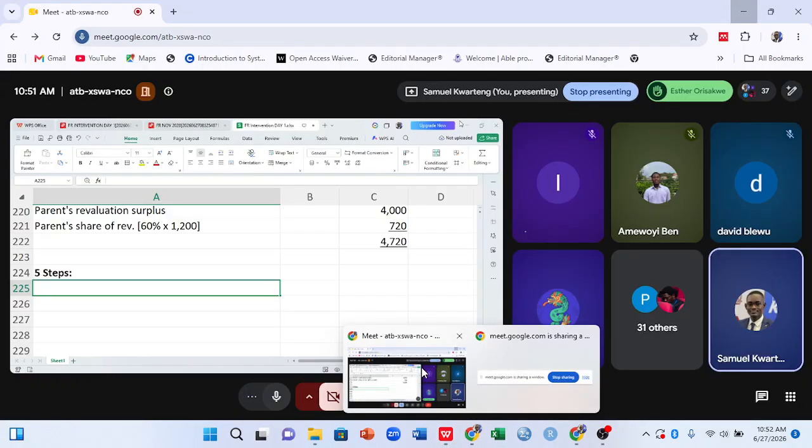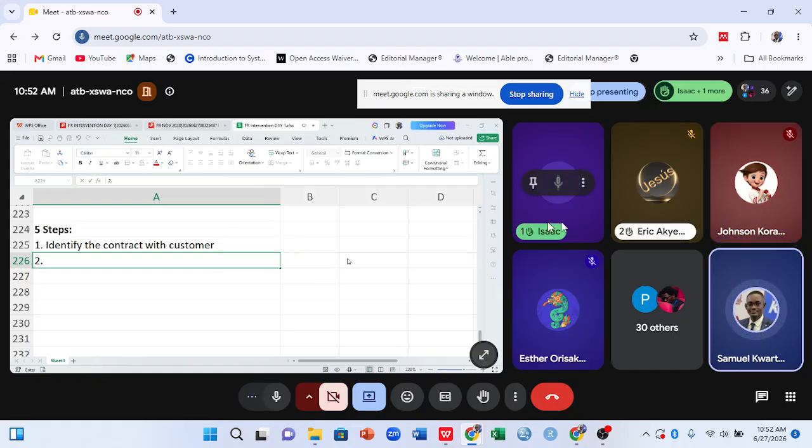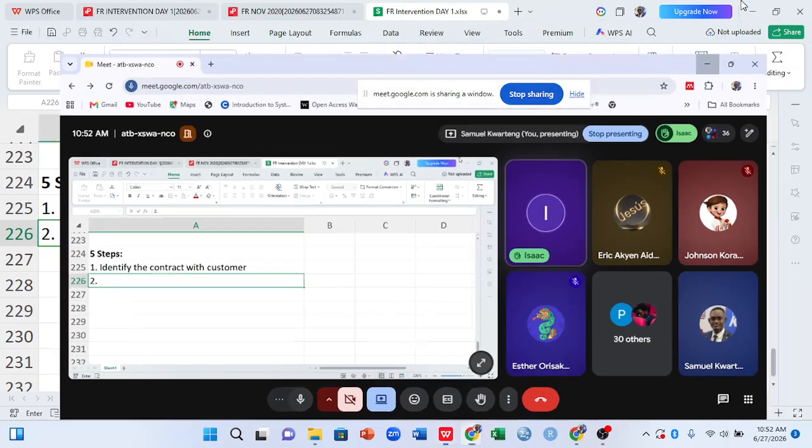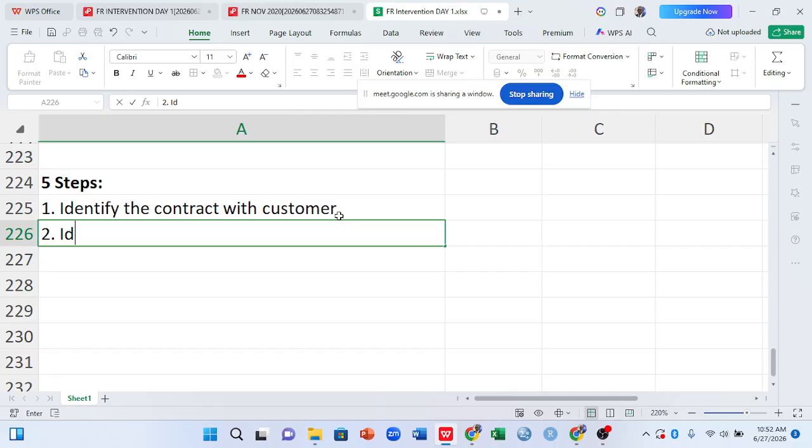Your hand is not up. I didn't hear your answer. My hand is up. Isaac, here, your hand is up now. Performance obligation. Identify the performance obligation.